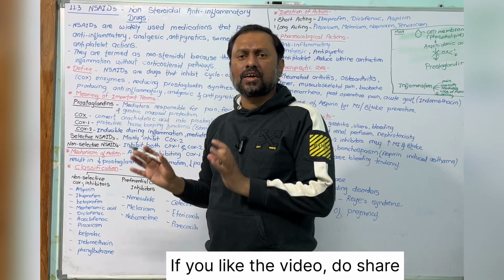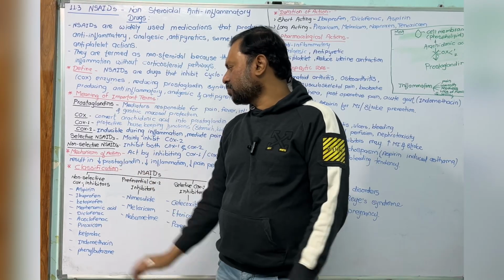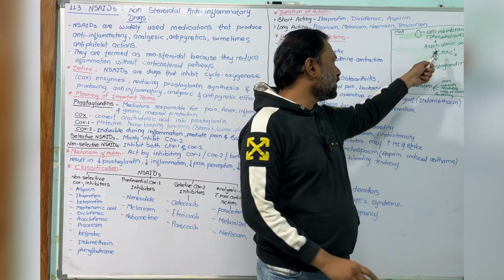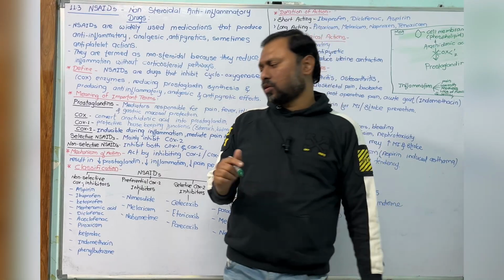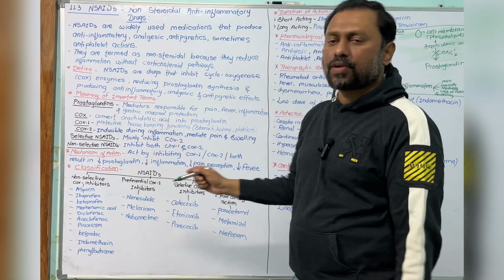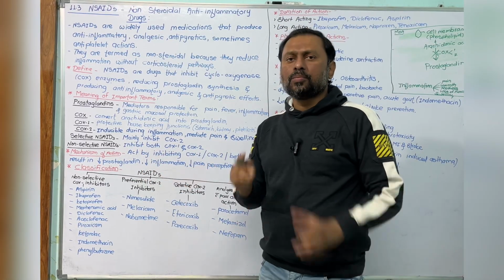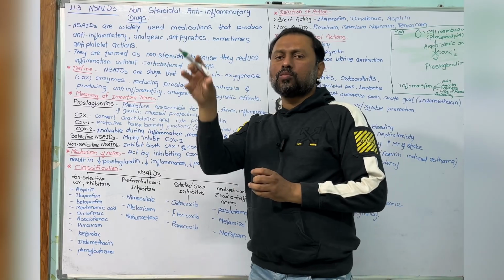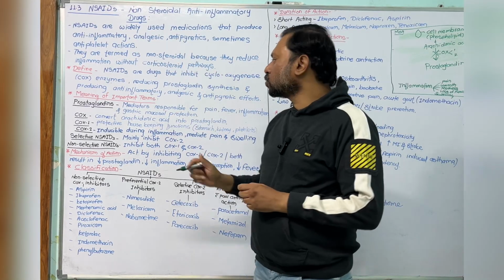Without selecting COX-1 or COX-2, they are inhibiting the COX enzymes. That's why the prostaglandin is not produced. Next one is the preferential COX-2 inhibitor. Preferential means that their most chances are of inhibiting COX-2.